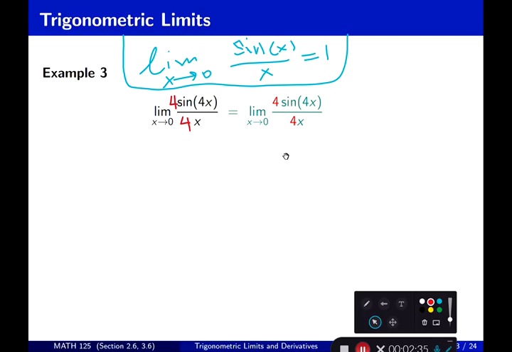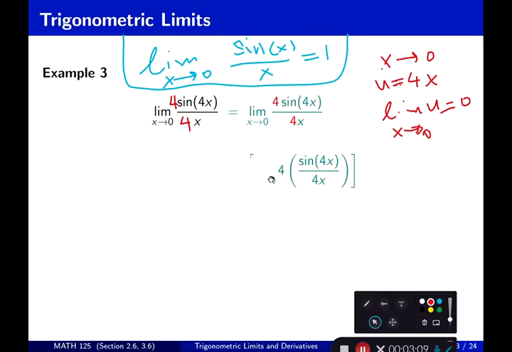But wait a minute. If x goes to 0, what does it mean for 4x? If x is going to 0, and u is equal to 4x, then limit of u as x goes to 0 is equal to 0 as well. So u is going to 0 as well. And so now, set that aside. What do I do with that 4?